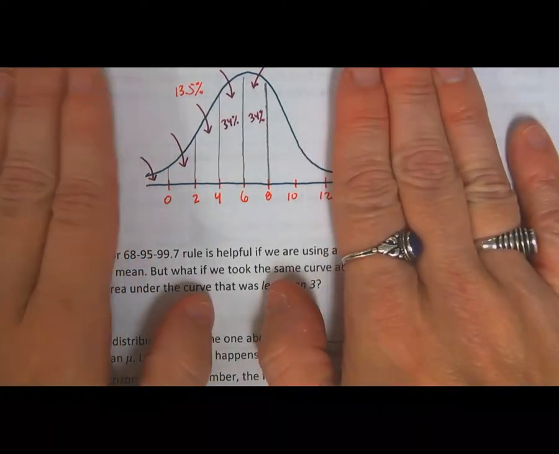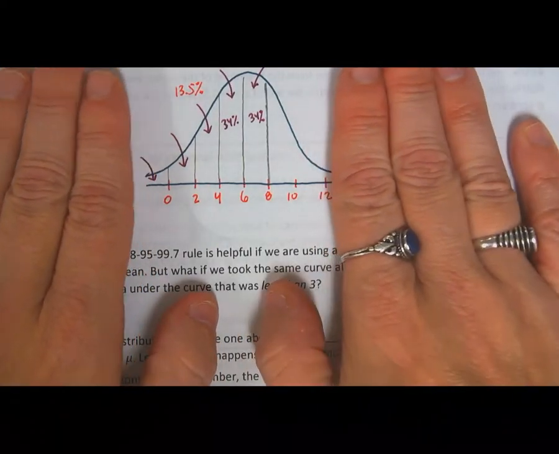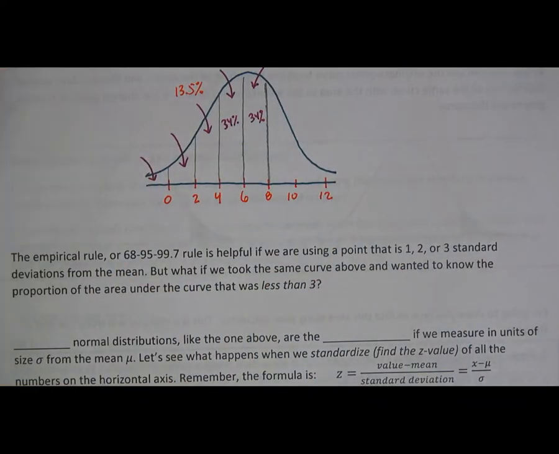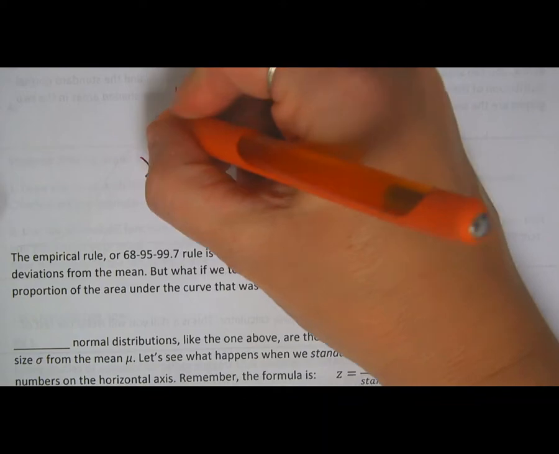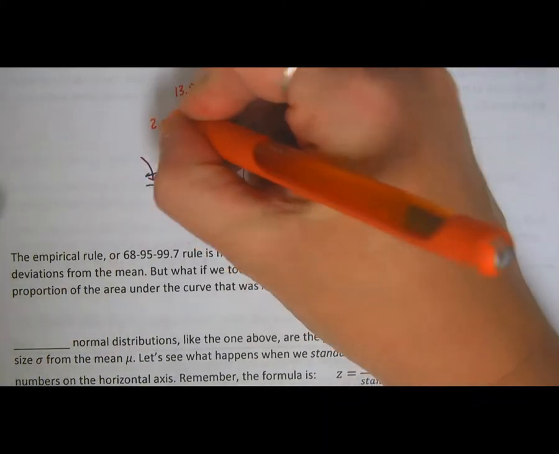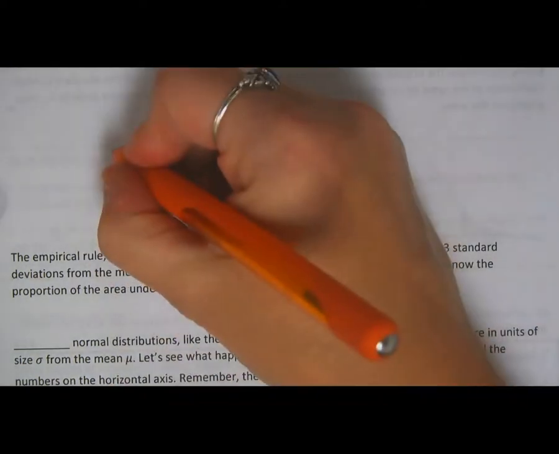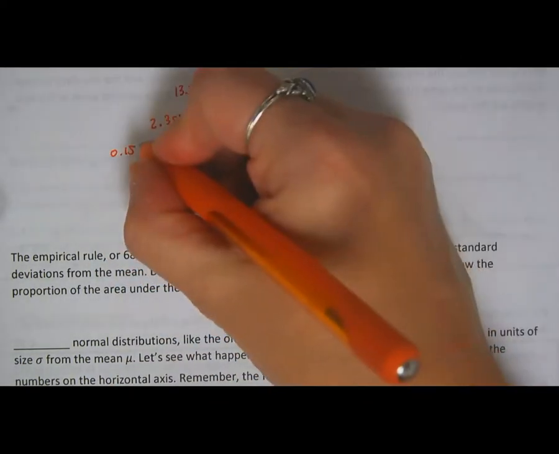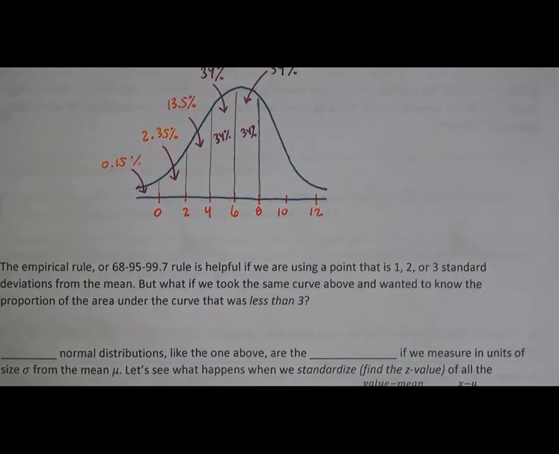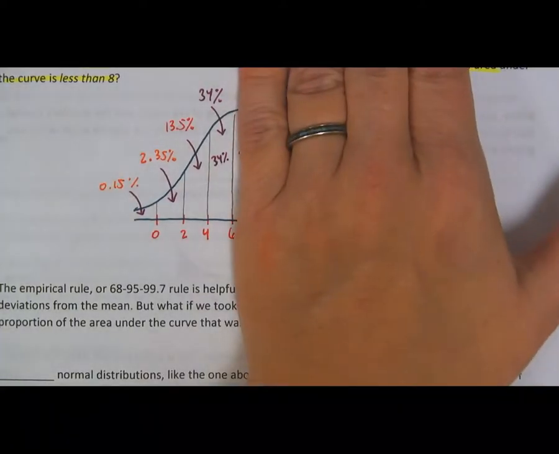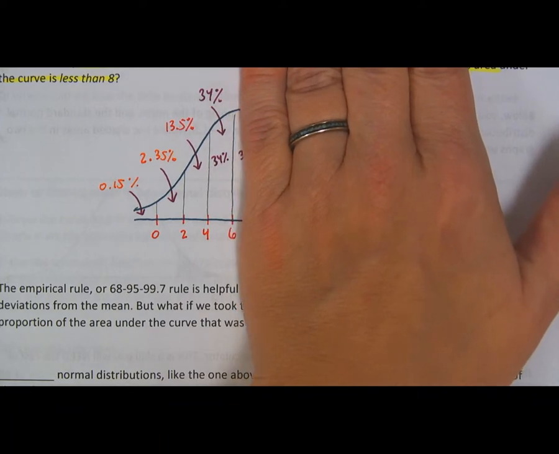And then 99.7% are within 3 standard deviations of the mean. So if I take 99.7 minus 95, cut it in half, then that leaves me with 2.35%. And then the teeny tiny little tail only has 0.15% in it. 0.15, 2.35, 13.5, and 34. That makes 50%. That takes us all the way to the middle.